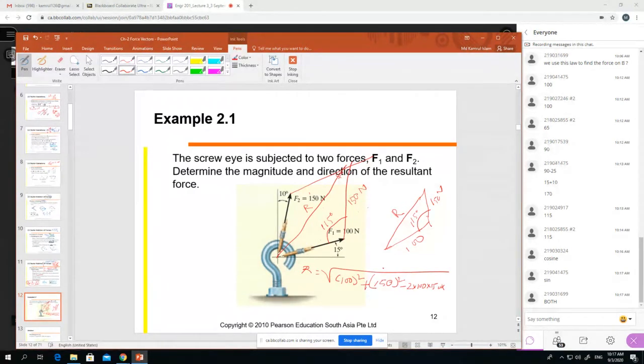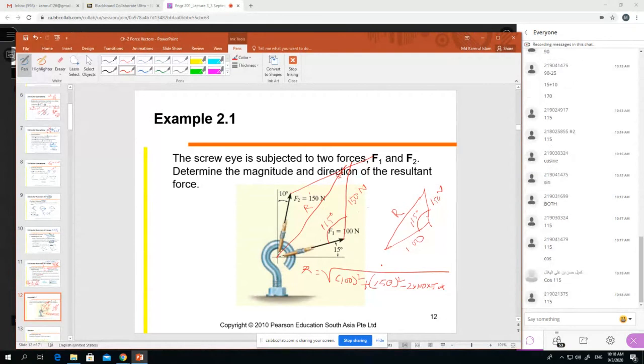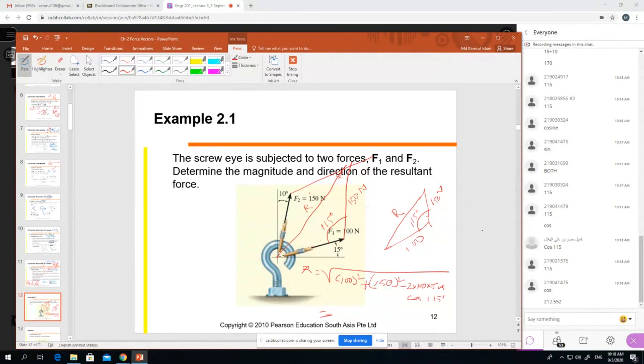115. Fine. Cosine or sine? Cosine, right? Into cosine 115. Now calculate and find the result for me, please. Any other result? Anyone else? Please find the result for me. 213. Okay. Fine. 212.55. Okay, this is the correct answer.